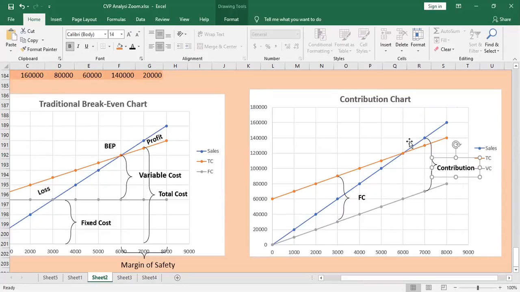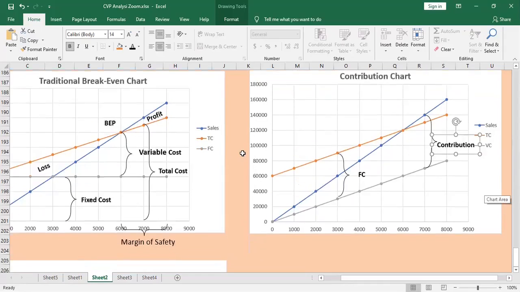So you can show the break even point here also. You can show the fixed cost and the contribution. You have the variable cost line, and you have the profit and loss situation also. But in the earlier situation, we plot the fixed cost curve, but we cannot show the contribution. So that is the difference between the contribution chart and the traditional break-even chart.